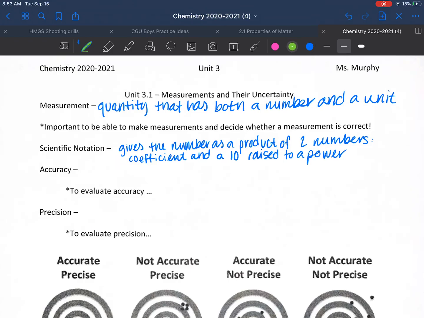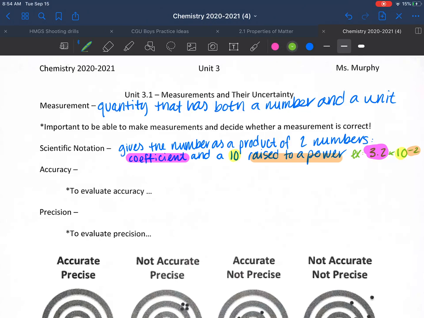So an example would be 3.2 times 10 to the negative second. This would be in scientific notation, having the 3.2 being the coefficient, and the 10 is the 10, and then if you raise it to a power, that's our negative 2.